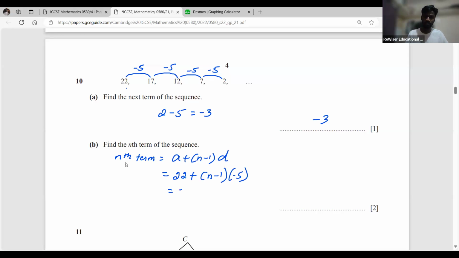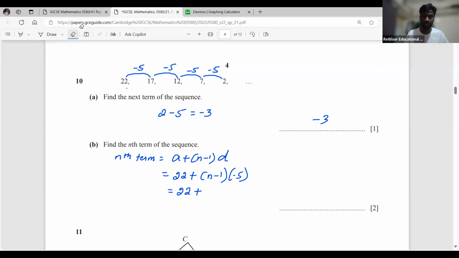And this is going to result in 22 plus n times negative 5, which is going to give us negative 5n, and the negative 1 times negative 5 would be positive 5. And this is going to give us 22 plus 5, which is 27, minus 5n. So the nth term here is 27 minus 5n. And this is the right answer.